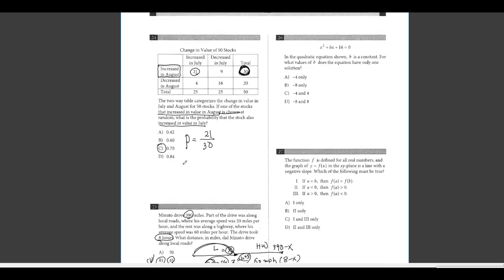Alright, number 26. Okay, we have a quadratic, b is a constant, and for what value of b does the equation have only one solution? Only one solution means it's always a perfect square, you know? That's why we got only one solution. So this is 16. We have two choices: (x + 4) squared or (x - 4) squared.